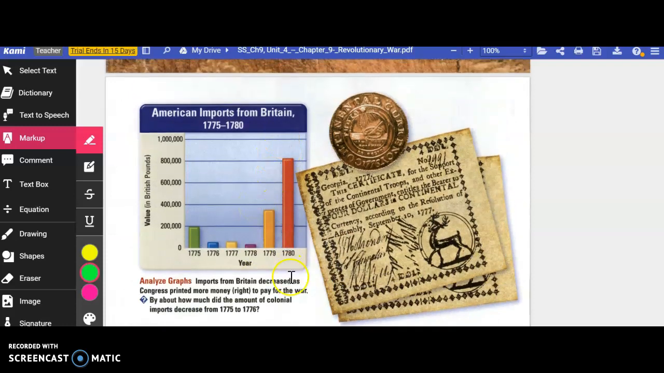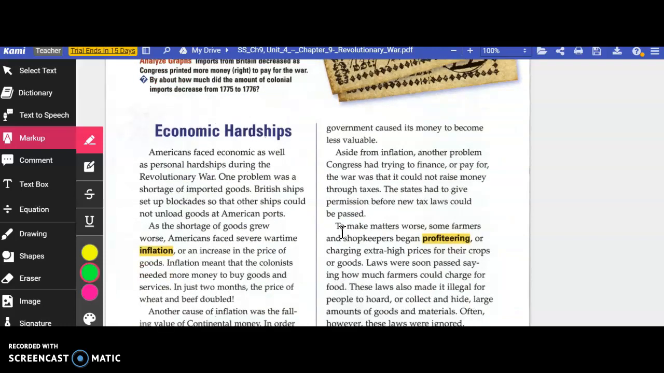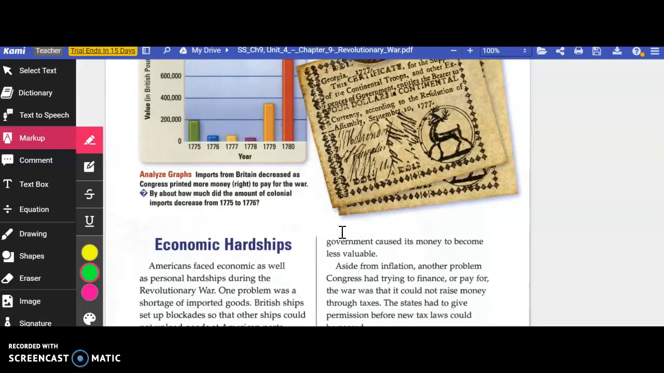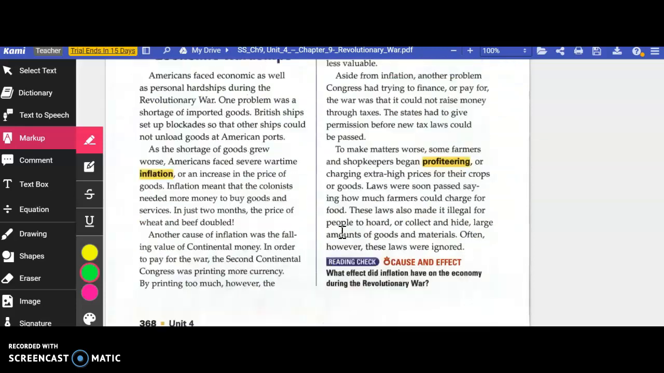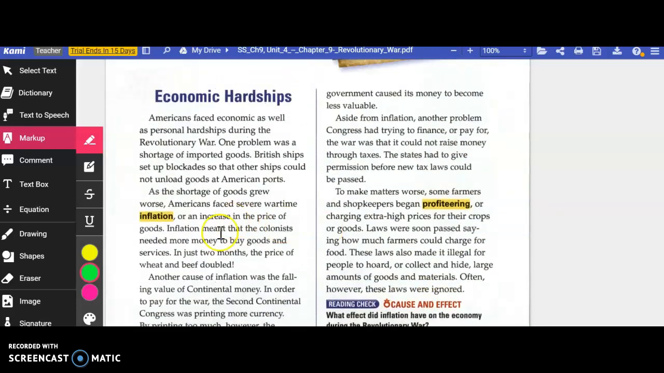Now, if you look at this again, the value of the goods imported increases from being worth 200,000 British pounds to 800,000 British pounds in 5 years. And that's what happens when you have a lot of money printed and it's not necessarily backed by, for example, a gold standard. The value of the money is less, so it takes more money to buy something. Inflation meant that the colonists needed more money to buy goods and services. In just 2 months, the price of wheat and beef doubled.